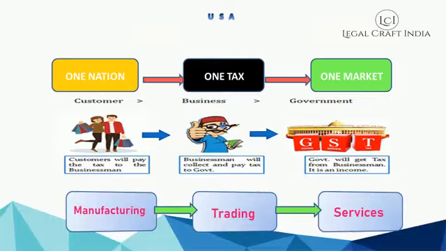Now let's understand, simplify and apply the three concepts of GST. One nation, one tax, one market. As we observe, consumers will pay tax to the businessman. Businessman will collect and pay tax to the government. Government will get the tax from the businessman and it is the income to the government.